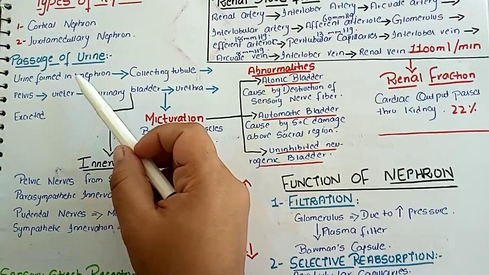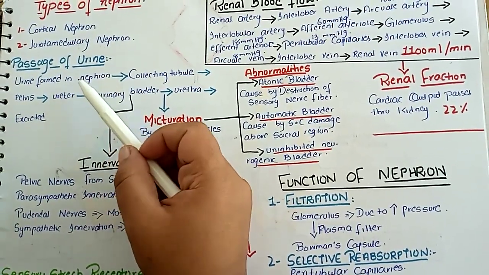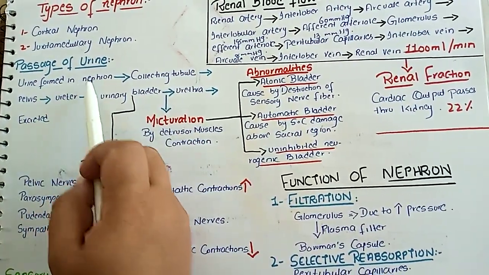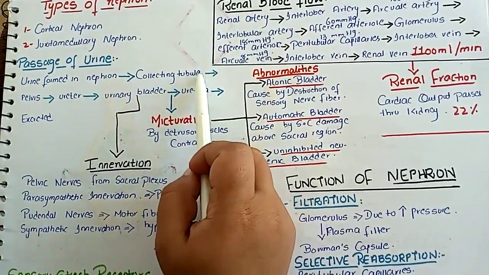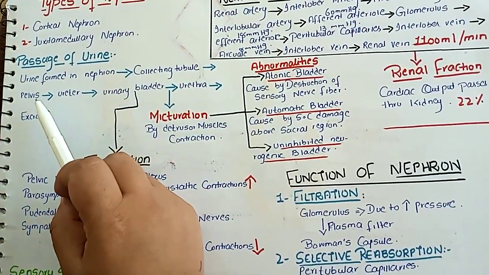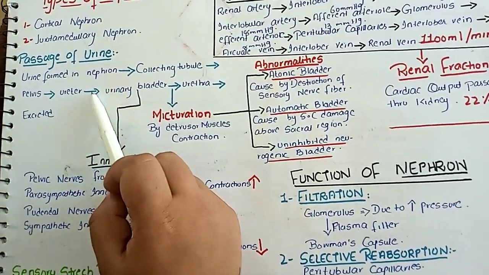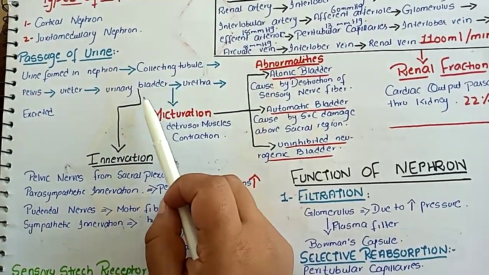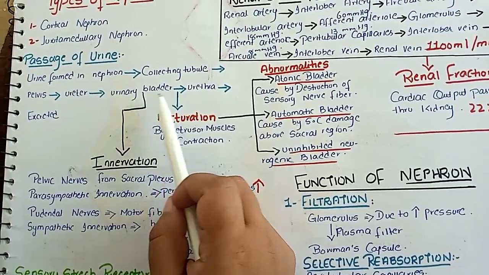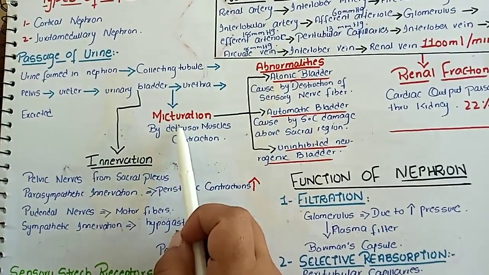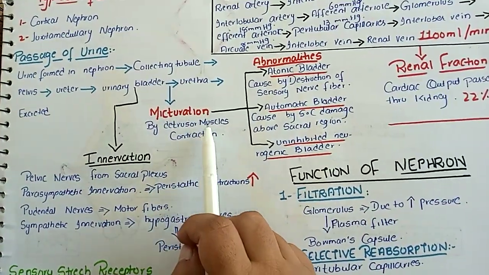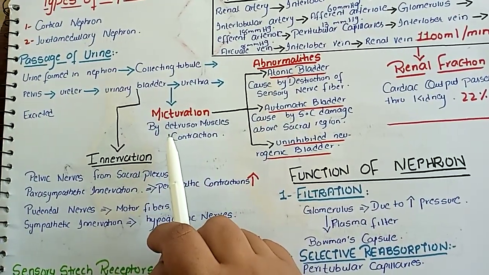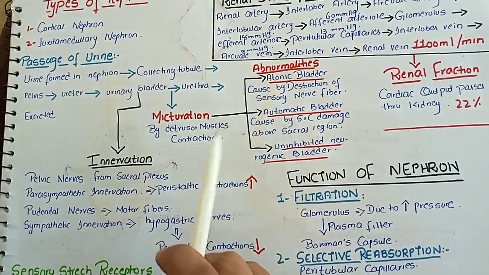Now I will explain the passage of urine, which starts from the nephron and goes to the point where excretion of the urine occurs. Urine formed within the nephron goes to the collecting tubules. From the collecting tubules, it goes to the pelvis, the ureter, and then is stored within the urinary bladder. The transfer of urine from the urinary bladder to the urethra is known as micturition, and the muscles responsible for the micturition process are the detrusor muscles of the bladder.